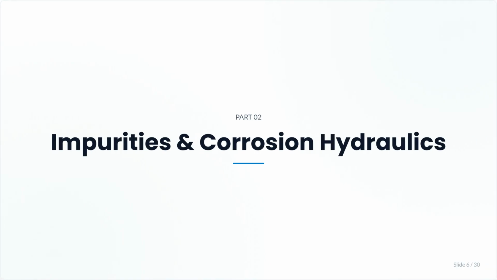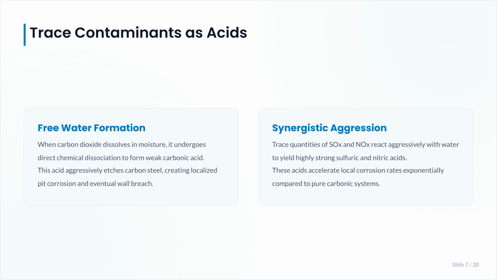Moving to Part 2, we will discuss the impacts of impurities on corrosion and the hydraulics of our pipeline systems. Trace contaminants are a major concern. When CO2 mixes with water, it forms carbonic acid, causing localized corrosion. The presence of SOx and NOx further intensifies this, creating stronger acids that accelerate material degradation.